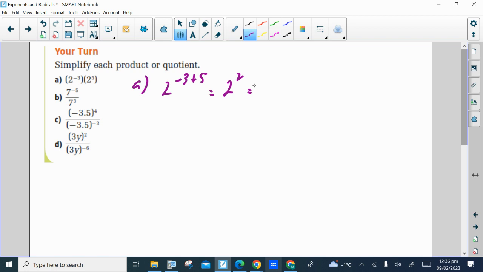And in this case, you could leave it as 2 squared, or you could also say the answer is 4, because 2 squared, remember, means you're multiplying 2 by itself twice.